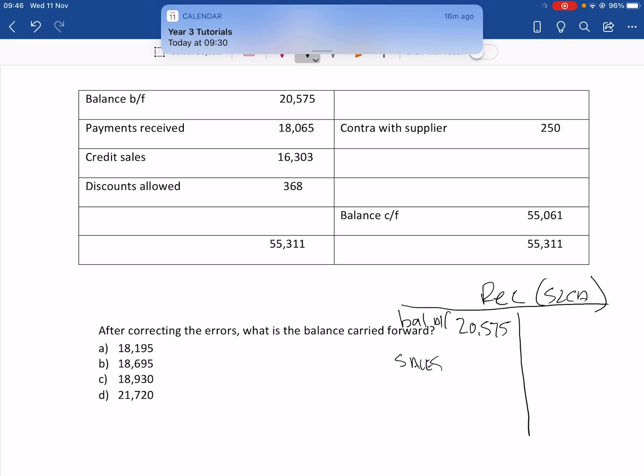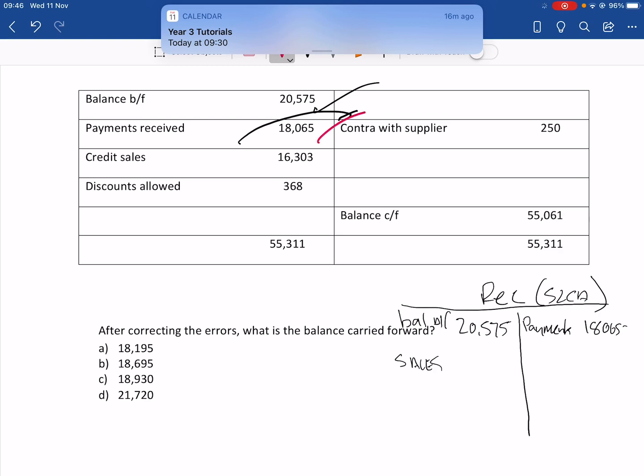So what we do is I'll take them list by list, so that one's right, okay? But this one is payments received, that should be on that side, because that's money we've received from our customers. So payments is 18,065. Okay, so that should be on the other side. So we've done that one. Credit sales, that one's fine.